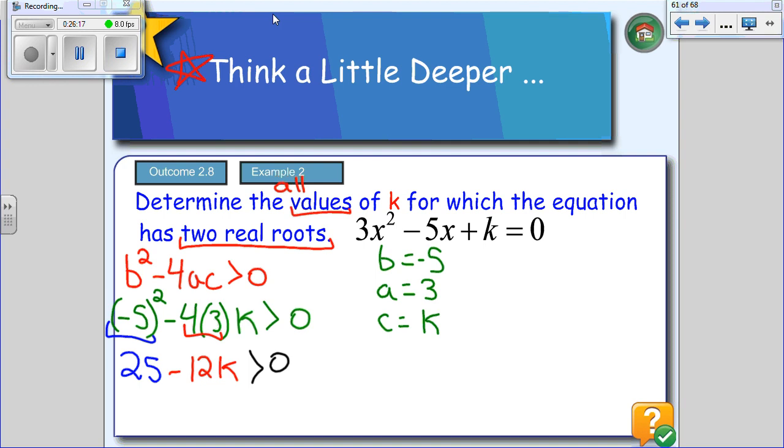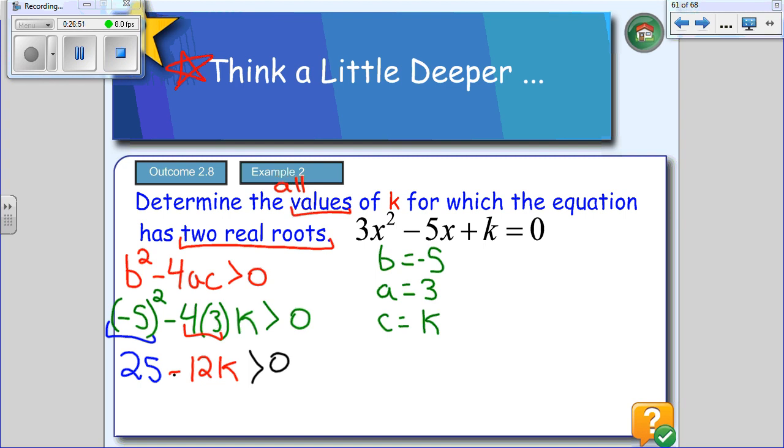There are 2 ways to do that. You can add 12k to the other side and then divide by 12. Or what I think a lot of people would do, because it's how you've been taught, is subtract 25 from the other side. How many people are like, yeah, I'd subtract 25 from the other side? Exactly, that's how you've been taught. So we're going to do it that way, because something happens that we need to remember. So I'm going to minus 25 from both sides.